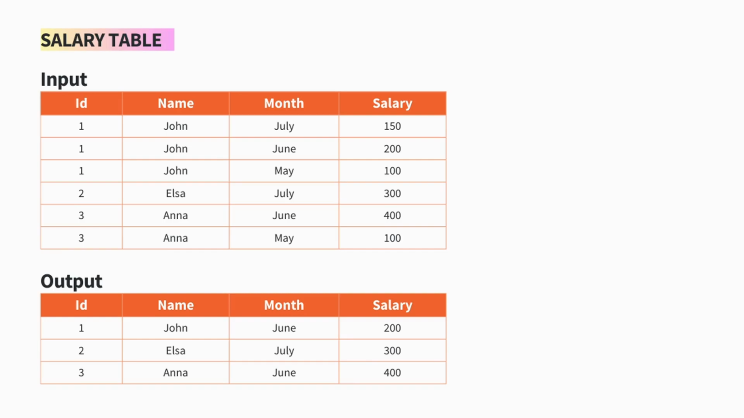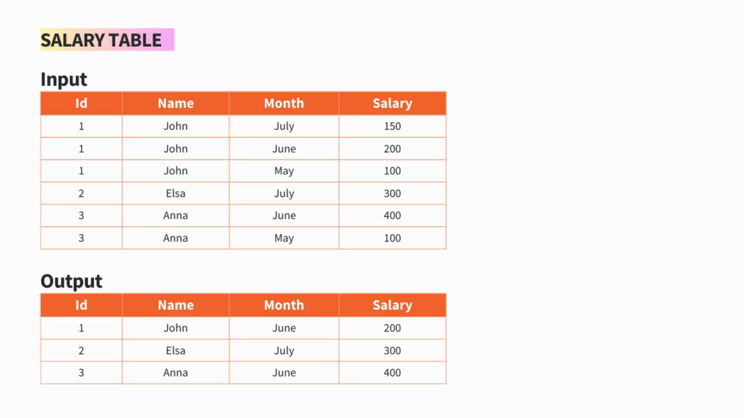In today's video, I am going to discuss the solution for the SQL question, selecting rows with maximum value in a specific column within a group. So this is the data set that I've created, and we have the columns ID, name, month and salary, and our task is to find the row with the maximum salary within a group.